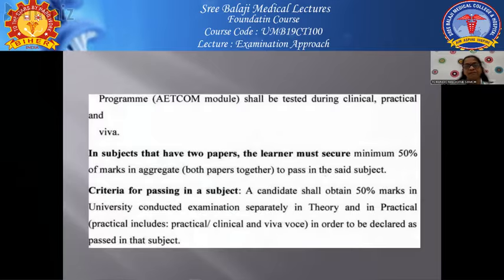Regarding the university exam, the criteria for passing the subject is that you should score 50% marks in the university conducted examination separately in theory as well as in practical. For the practical, you will be having either a practical test or a clinical test. Along with this, they will include the viva mark also.